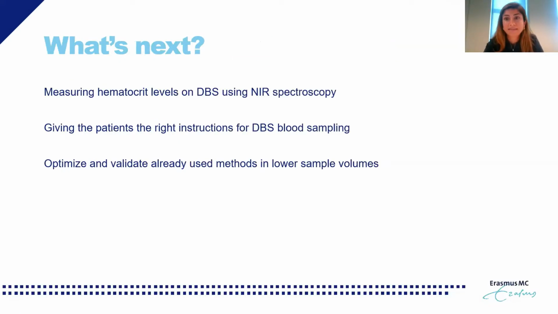But what's next? Now we have developed and validated methods using near infrared spectroscopy to measure the hematocrit levels on DBS to correct for this hematocrit effect. Also, we are making videos to give the patient the right instructions and training for the DBS blood sampling. And we are trying to optimize our methods to validate them in lower sample volumes.